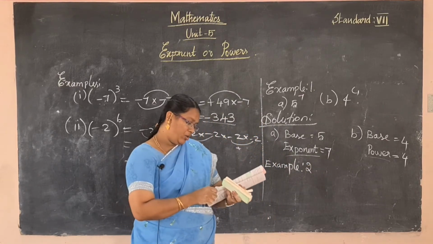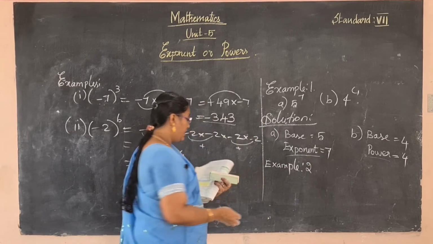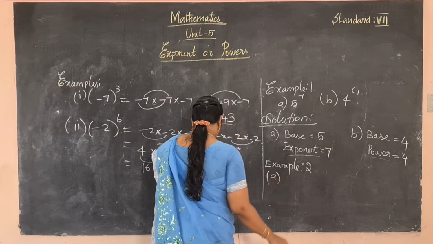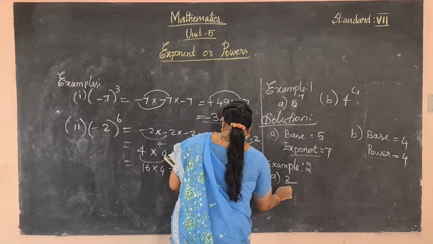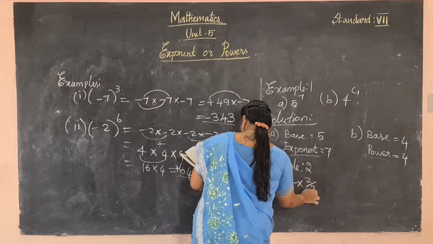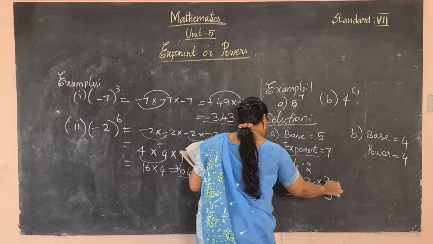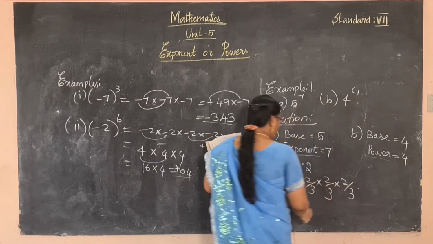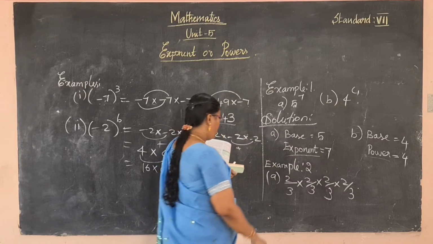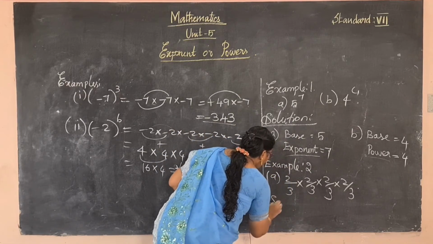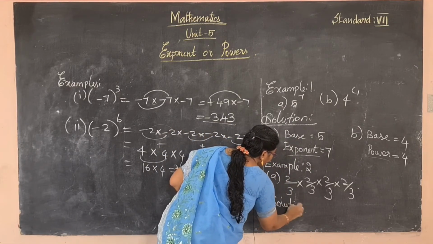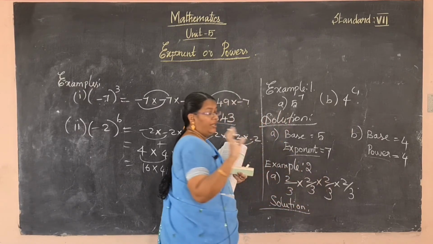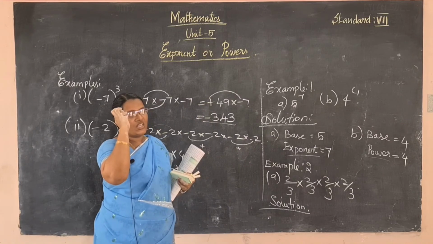Express into the power notation. Here the expanded form is given: 2 by 3 into 2 by 3 into 2 by 3 into 2 by 3. So write it in the exponential form. How can you write the exponential form? What is the base value here? 2 by 3. Already you know the general form of the exponential.